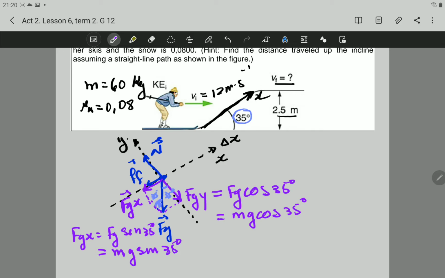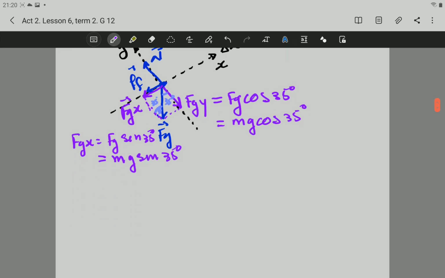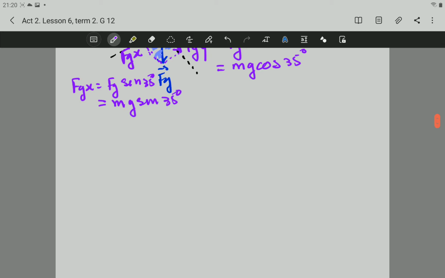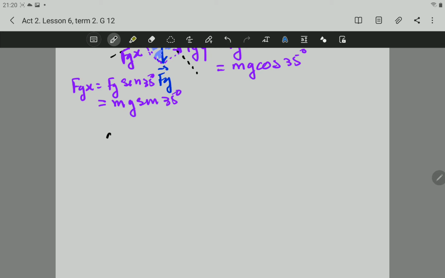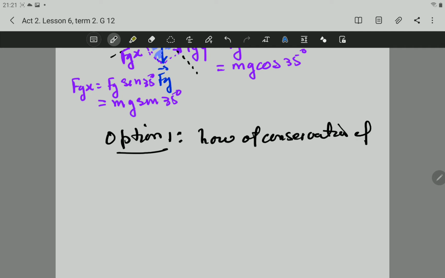Now, here we have two different options that we can use to calculate the final speed of this person. We're going to do option 1, and probably in another video we'll explain option 2. Because this lesson is talking about that option, we are going to start explaining with this one. This is using the law of conservation of energy.